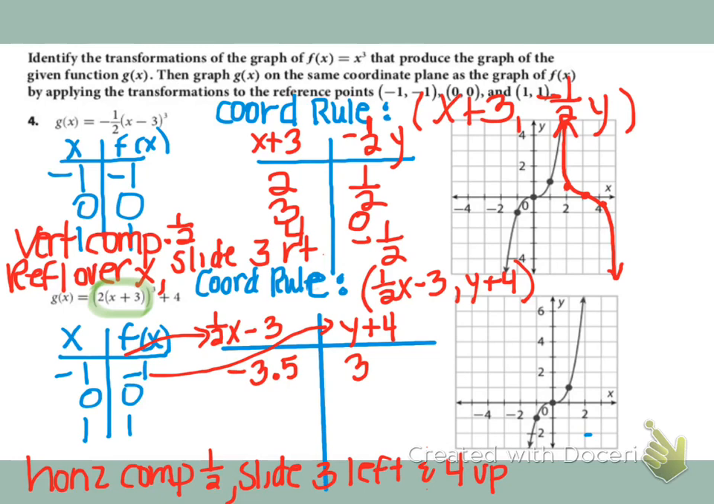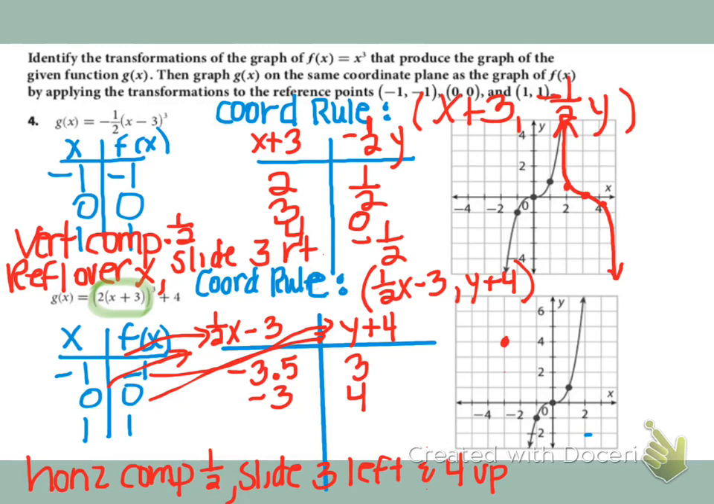If we plug 0 in and 0 in, 0 times a half is still 0, minus 3 is -3. And once again, that compression doesn't have any effect on that kink point. And then 0 plus 4 is 4. So that new kink point is going to go from 0, 0 to -3, 4, which is not surprising because that's the slide amount, right? So that's going to go over here to negative 3 and up 4, 1, 2, 3, 4. So that's going to be that kink point in the graph.